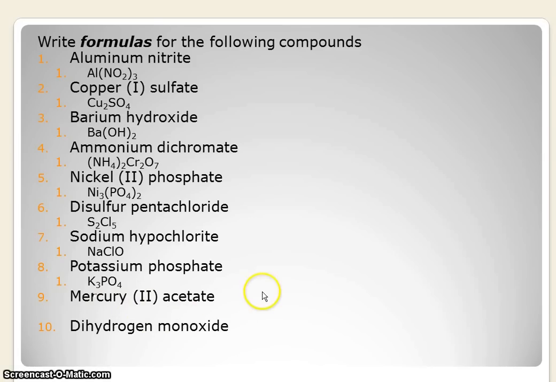Mercury(II) acetate. There's that acetate ion, pretty complex polyatomic ion, C2H3O2, has a -1 charge. It's going to take 2 acetate to go with 1 mercury. And this is a pretty tricky one, dihydrogen monoxide. There you go. Of course, chemists would simply call that water.